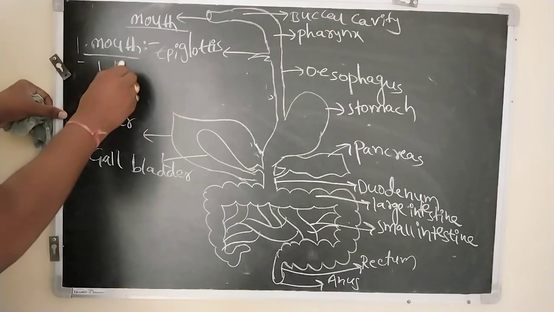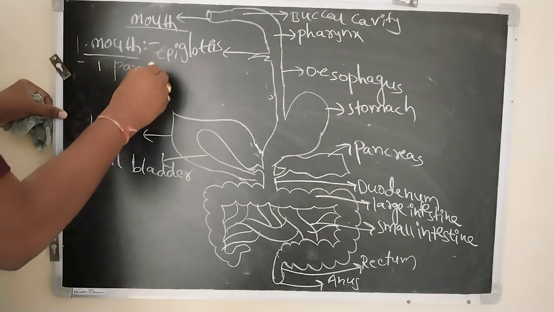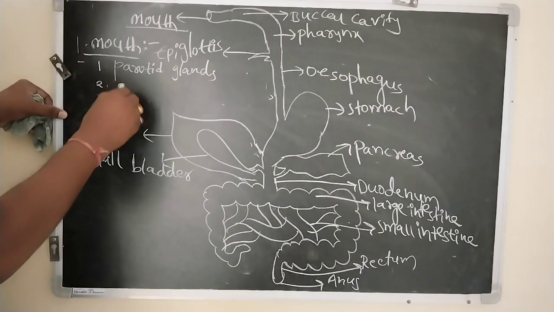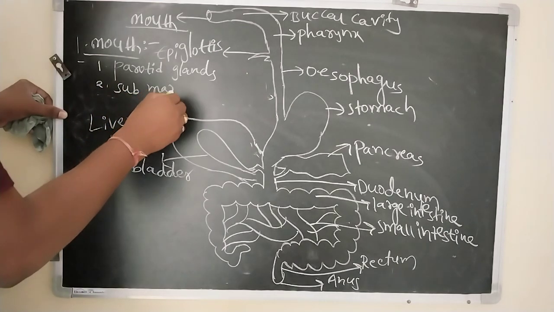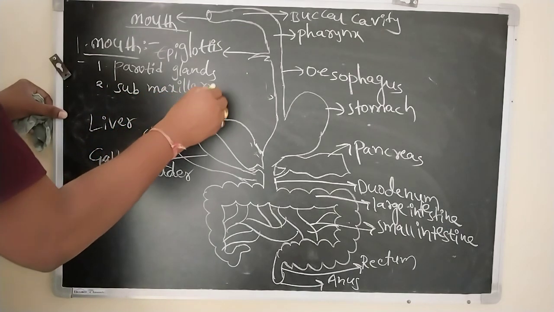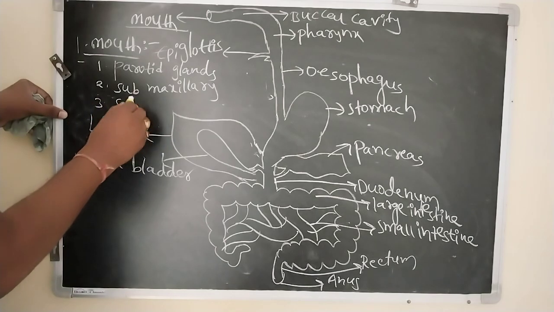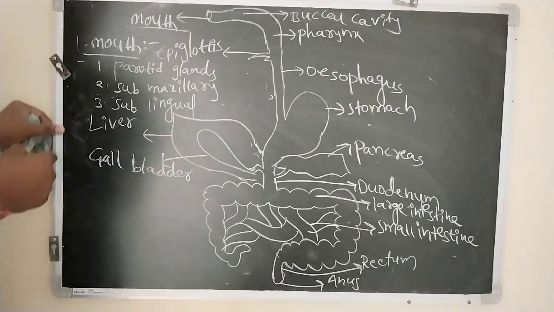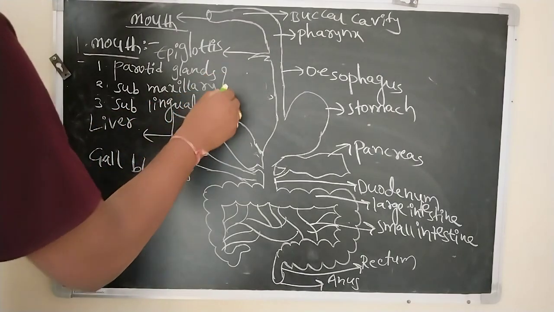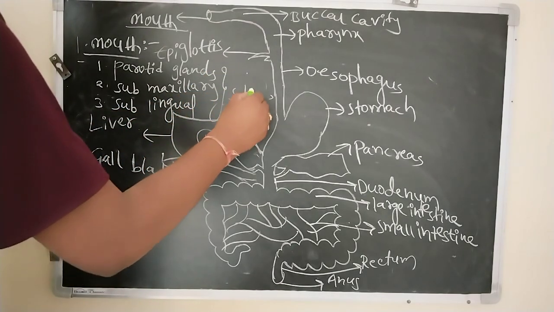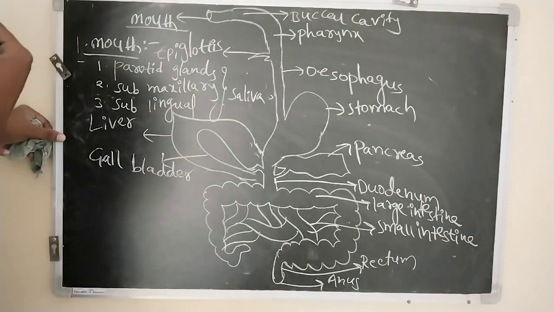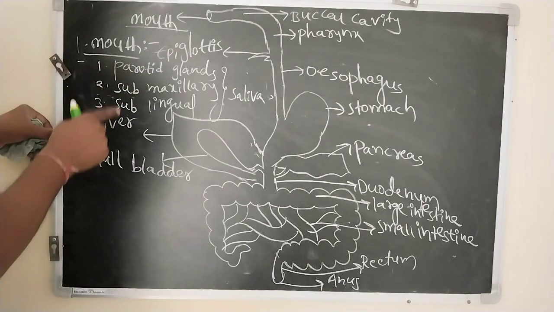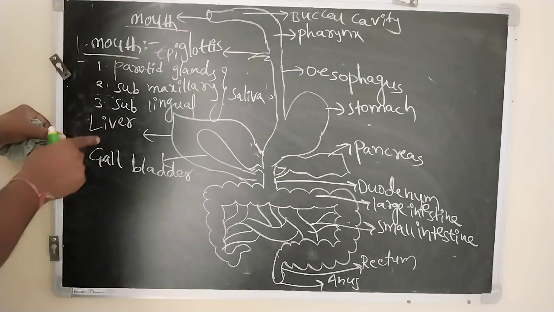Parotid glands, submaxillary glands, and the third one, sublingual glands. Parotid glands, submaxillary glands, sublingual glands. These glands produce saliva. How we are getting saliva in our mouth is because of the production of saliva by these 3 salivary glands.